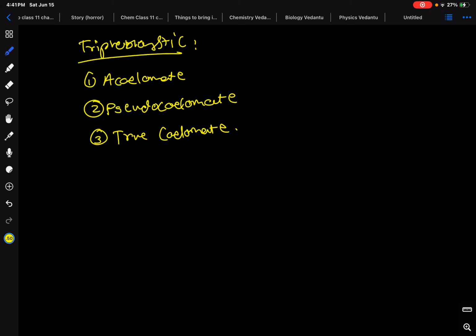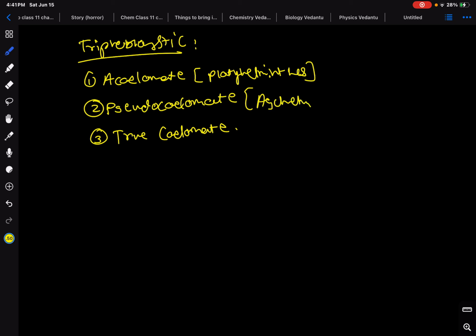The first one, which is an acoelomate, which is triploblastic, is platyhelminths. The first pseudocoelomate is Aschelminths. And the first true coelomate is Annelida.